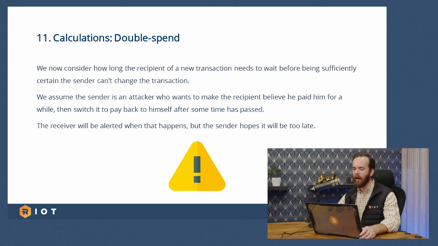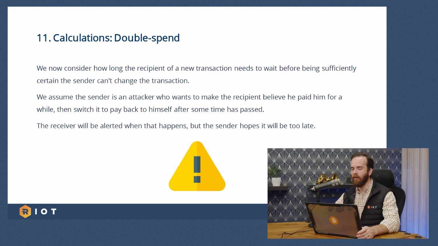So for example, I'm ordering a large aircraft, a 787 from Boeing. So I send them the Bitcoin and they send me the jet, and then I switch it back by double spending the Bitcoin to give myself back the Bitcoin after some time has passed. And that way I have the Bitcoin, I have the jet, Boeing has nothing, right? And so this is a double spending attack.